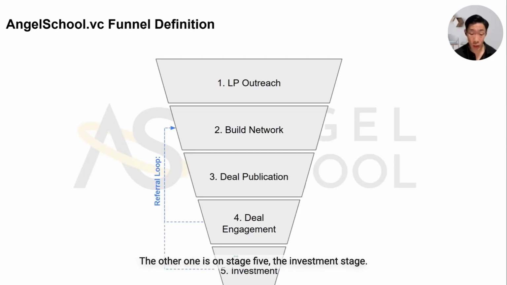The other one is on stage 5, the investment stage, when an investor has either made a mental, a psychological decision or an explicit decision to invest in a deal. They're also far more likely to introduce other investors to the deal. We like these referral loops because even though the effect is small, we're skipping a lot of the funnel stages, and a new investor introduced to us through stage 4 and 5 basically goes right to stage 4, right?